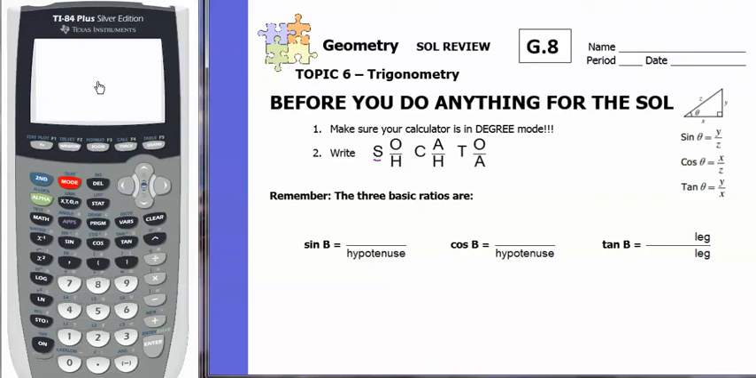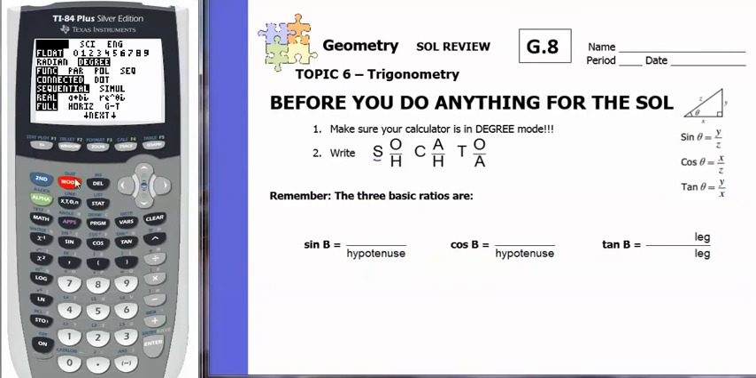So if I go over here to my calculator, there's a mode button. I'm going to press the mode button. Now, the third one down, I have radian or degree. Now notice my degree is highlighted black with white letters. That means that I have chosen to be in degree mode. So I'm here, so I want to get out of that, and I quit.